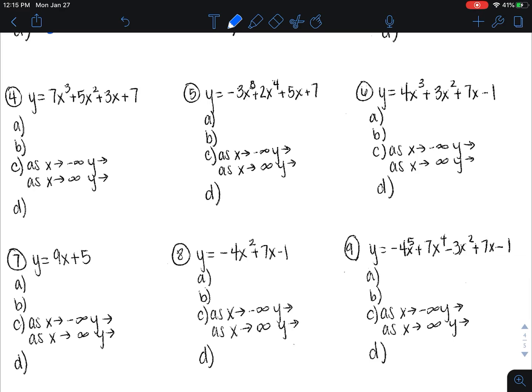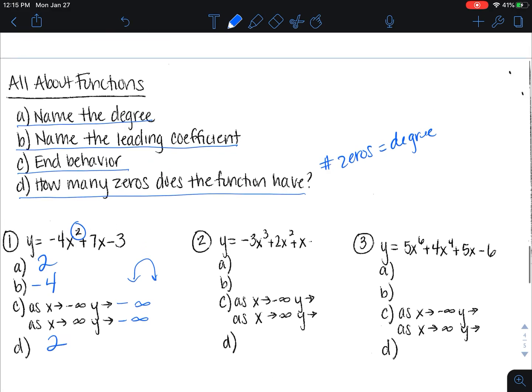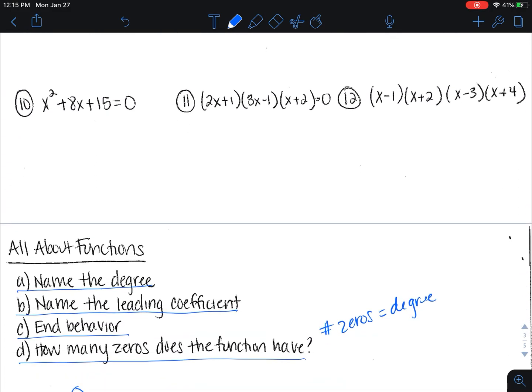So make sure you complete both sides of this worksheet and have it ready for me for tomorrow. Thanks, guys.